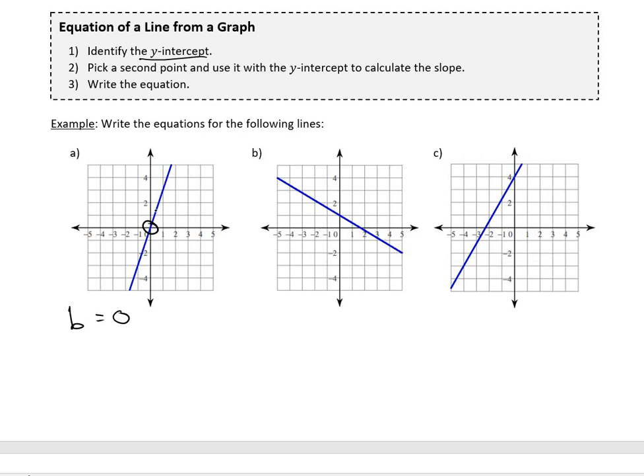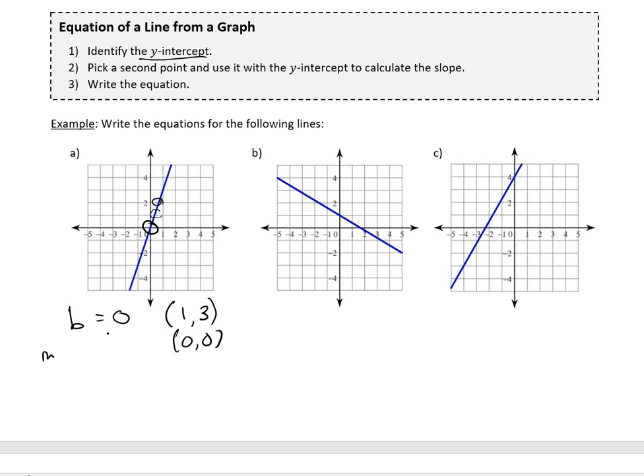And then we need to find a second point that the line passes right through an intersection. So here is not a good point, here is not a good point, but that one looks like it goes right through the intersection there. So that would be the point 1, 3. So now we have the point 1, 3 and the point 0, 0.